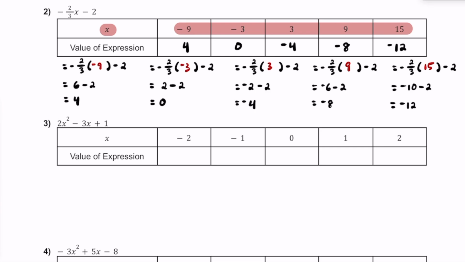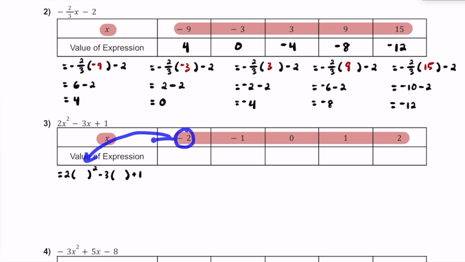Let's see here. We have our value of x, and we're going to be using these different x values of negative 2, negative 1, 0, 1, and 2. So let's go ahead and write our original expression here. We're going to have 2 times something squared minus 3 times something, and then plus 1, right? This is going to be our template we're going to keep using here. So first up, x is going to be equal to negative 2. So in this case, we're going to substitute in negative 2 in both of these locations.